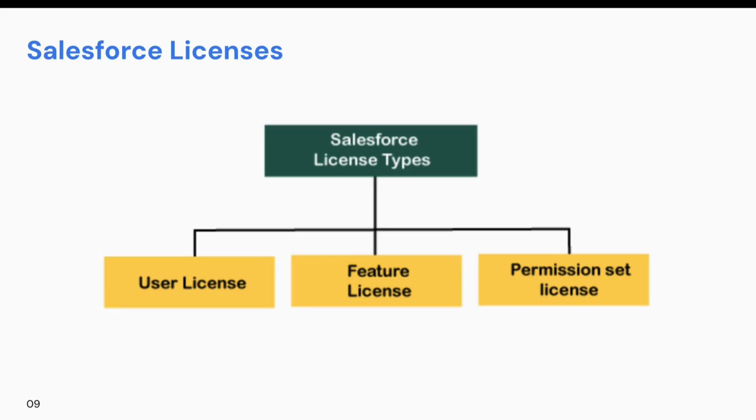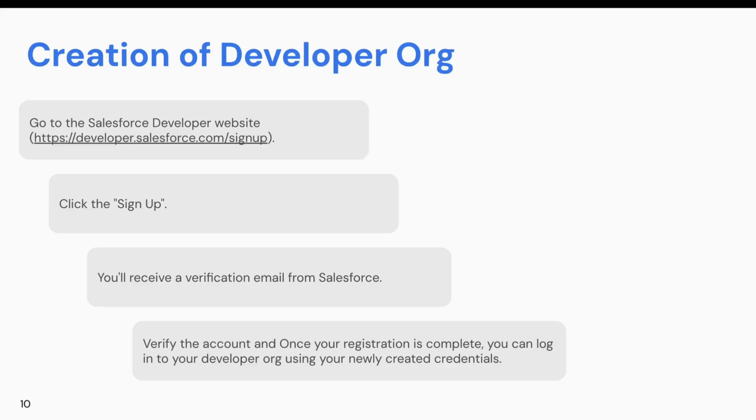Third one being the permission set license. Like the feature license which we discussed just now, the permission set license authorizes the users to access those features that are not included in the user license, and it is also a convenient way to assign the permissions to use various tools and functions available on the platform. So now let us discuss how we create a developer org.